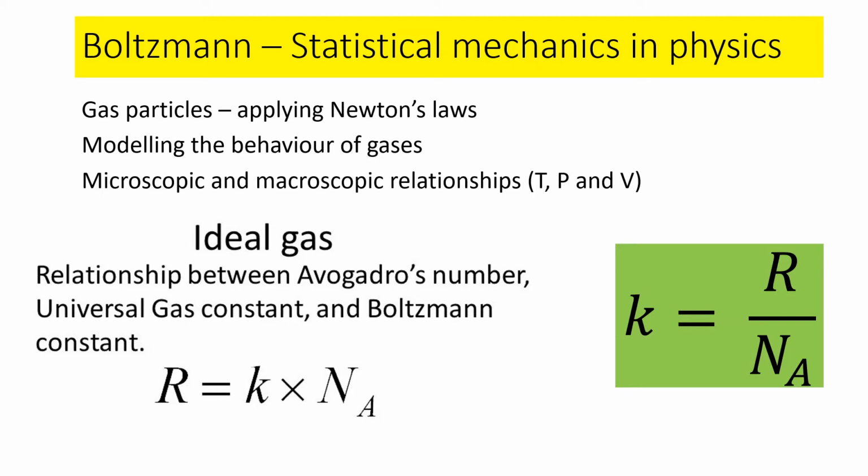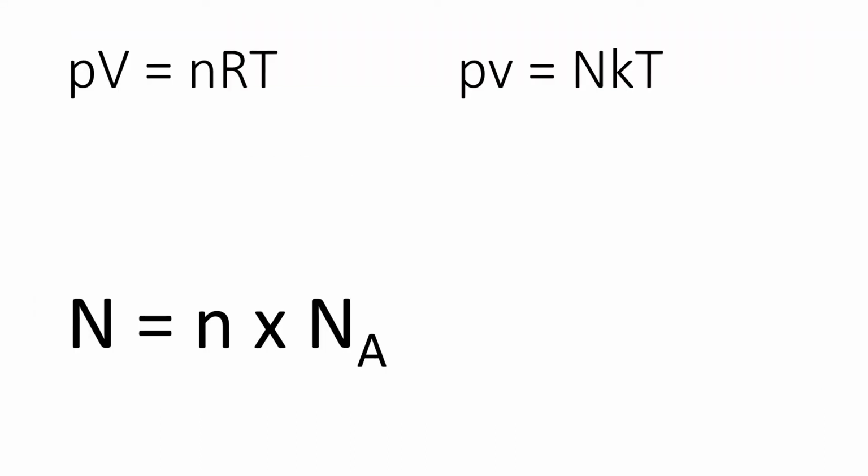Okay, so you've got the equation: Boltzmann's constant is equal to R divided by capital N_A, or R is equal to k times capital N_A. You should have seen these three equations: PV equals nRT, PV equals nkT with small n and big R times T, and PV equals big N times k times T. And the one at the bottom: the number of particles is equal to the number of moles times Avogadro's number.